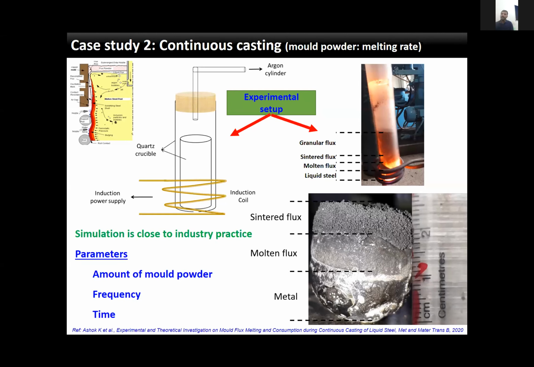The parameters we varied here are the amount of mold powder, which dictates the bed height in the industry, 5 centimeter bed height of mold powder, 10 centimeter bed height of mold powder. And the induction frequency we have varied. This will simulate your electromagnetic stirring. In the industry, you have some electromagnetic stirring; the liquid is being stirred. So here also, by changing the frequency and the current of the induction coil, you could vary the stirring capacity that is being generated in the liquid steel, and ultimately the time. You can hold it for a long time, and then you can check how it is behaving.